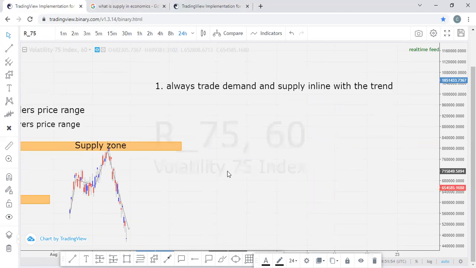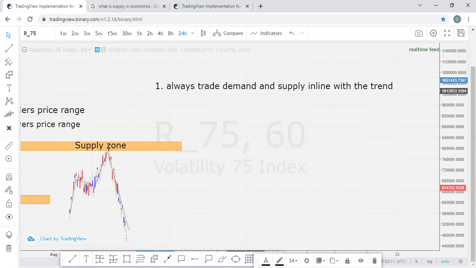Now, you're going to get stopped out. So remember that for the buyers to buy the market, they believe the market is going to go up. So what gives you the idea that in a bullish market, people would be willing to stake their money selling? Or what makes you believe that in a bearish market, people would be willing to buy with big money? No, the goal of trading is to make money. So you should always trade demand and supply in line with the trend. You shouldn't be going counter trend.